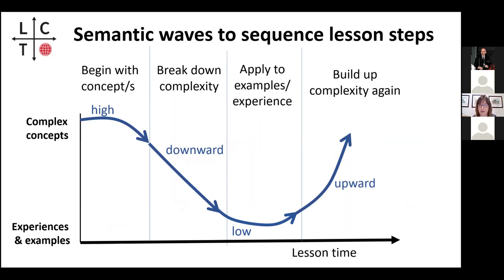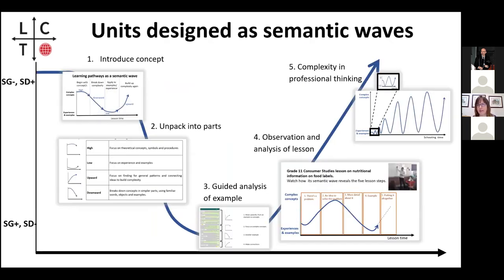So we've spoken about another kind of semantic wave, and this is another example, but this time beginning with a high concept and breaking down the complexity, then looking at examples and building the complexity up again. Again, you're still working with high, low, upward, and downward parts of a wave, but you're doing it in a different order. And the question then becomes, where do you start and where do you move from there into a coherent learning process?